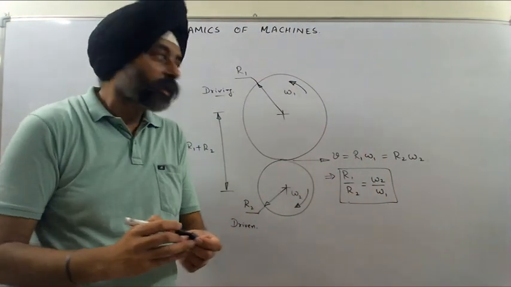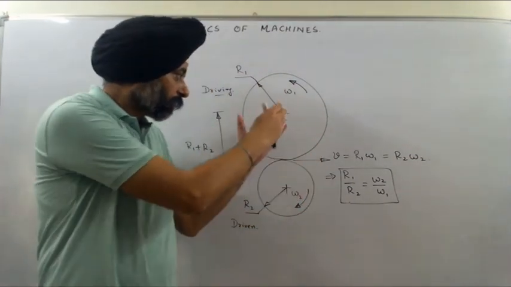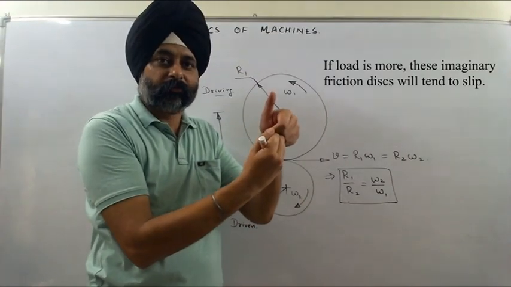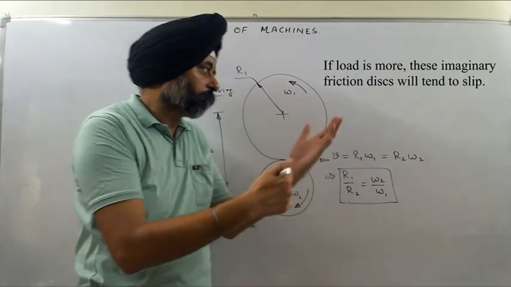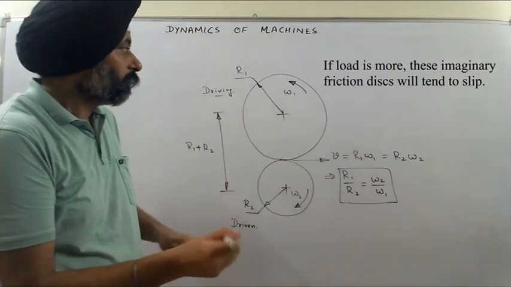But there is a problem with the friction discs. If the load is more, they'll tend to slip. Now how much the load would be, let's do that calculation very quickly.